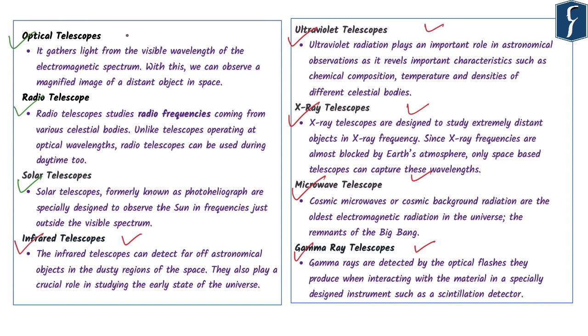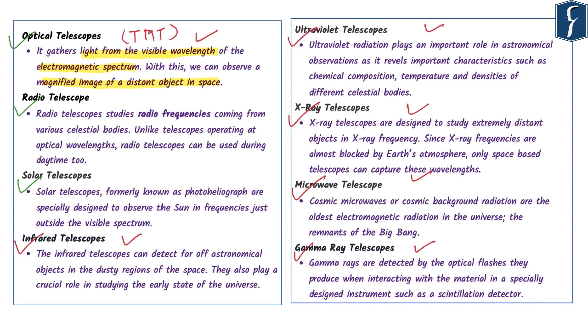So now when we talk about optical telescopes, the TMT telescope or 30-meter telescope is a type of optical telescope. And as already mentioned, it gathers light from the visible wavelength of the electromagnetic spectrum. With this, we can observe the magnified image of a distant object in space.